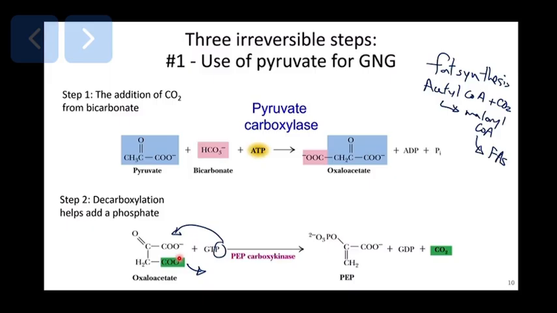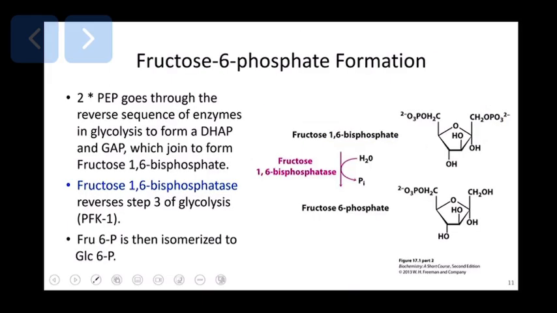So the last step in glycolysis is actually going to be a 2-step reaction in gluconeogenesis. We're going to go all the way through the reverse steps of glycolysis. So we're going to have 2 of those PEPs get made. They're going to go through the reverse sequence of enzymes in glycolysis. Remember, those are reversible based on the concentrations of molecules. So if you have lots of these products, they're now going to get used as substrates to go in the opposite direction. In glycolysis, we had a cleavage reaction where we broke our 6-carbon molecule into 2 3-carbon molecules. In gluconeogenesis, we're going to join them.